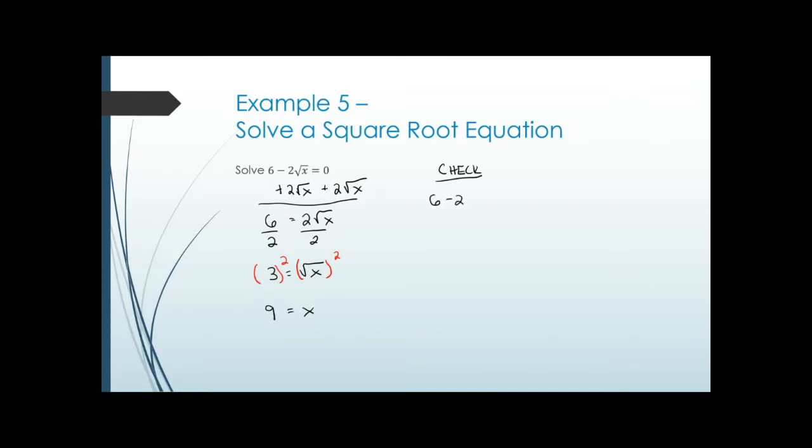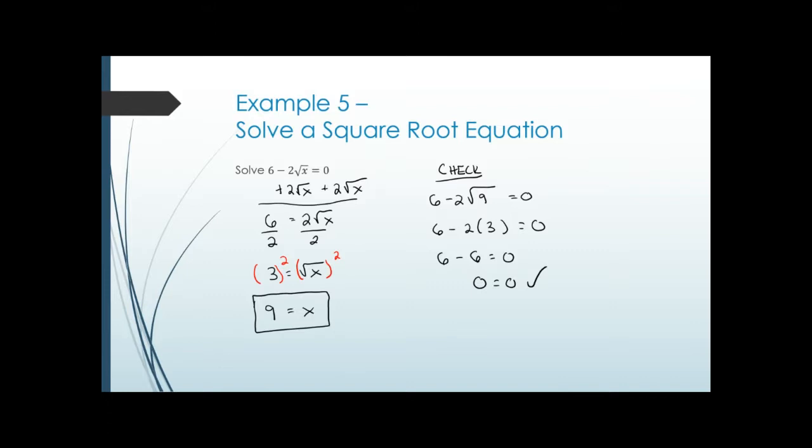So 6 minus 2 times the square root, and then instead of x, I'm going to write 9 equals 0. So the square root of 9 is 3, so this is going to be 6 minus 2 times 3 equals 0. 2 times 3 is 6, so we get 6 minus 6 equals 0, which gives us 0 equals 0. Our answer checks out because we get something that's true. So in this case, we got lucky. We didn't have any extra solutions, and so our solution that we found is the correct answer. So sometimes you get extras.